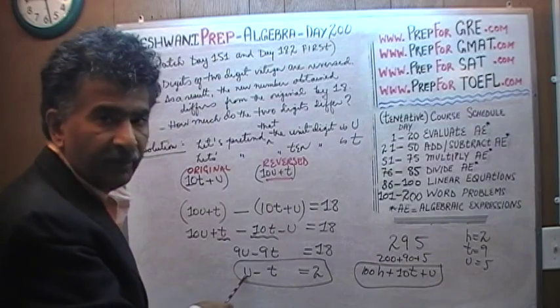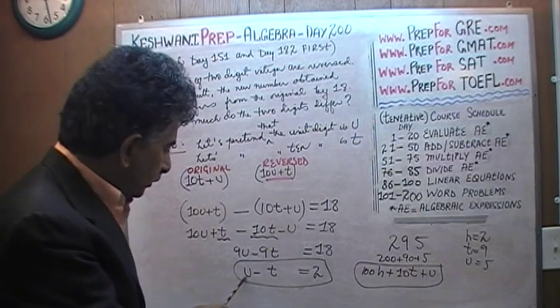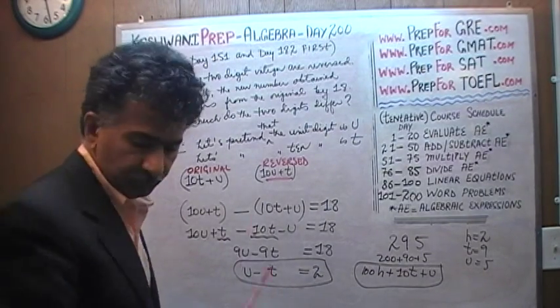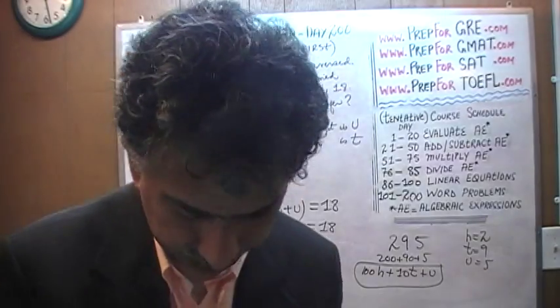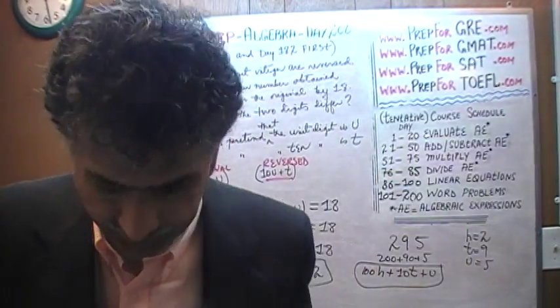The unit digit apparently is the larger digit. The unit digit minus the 10 digit is 2. That's all. We are done. That's it. The problem is finished.